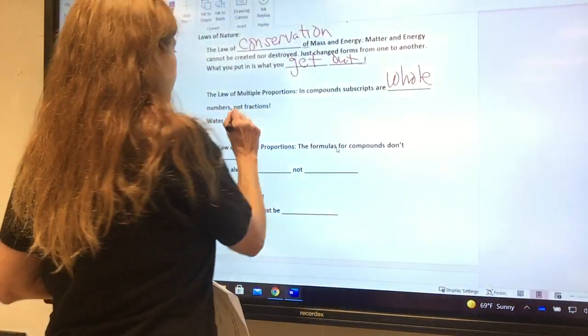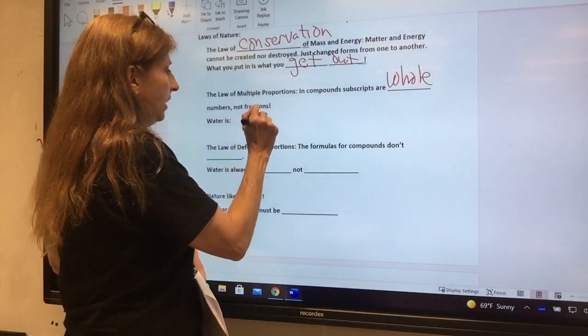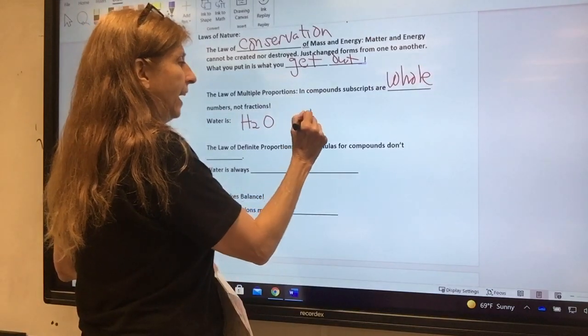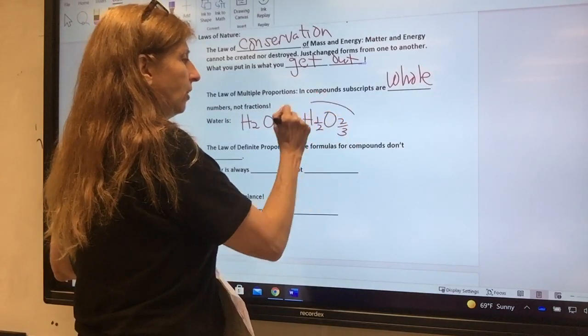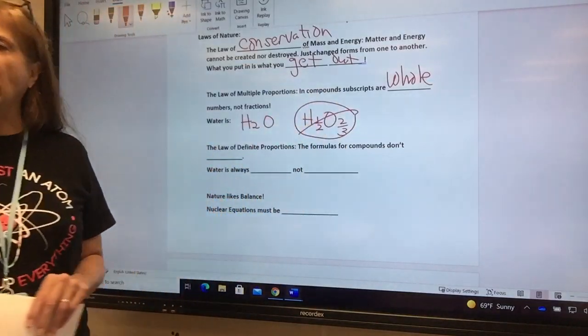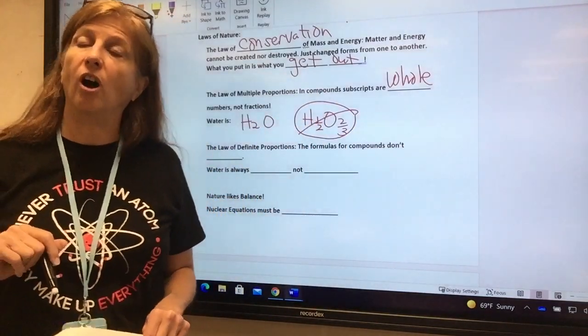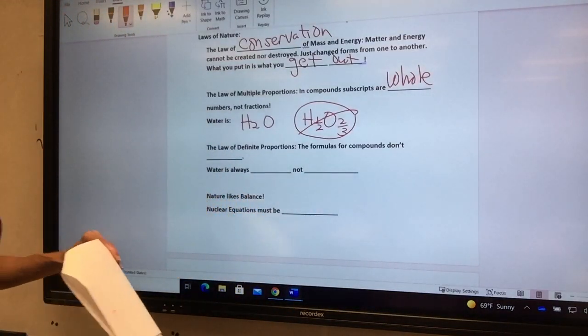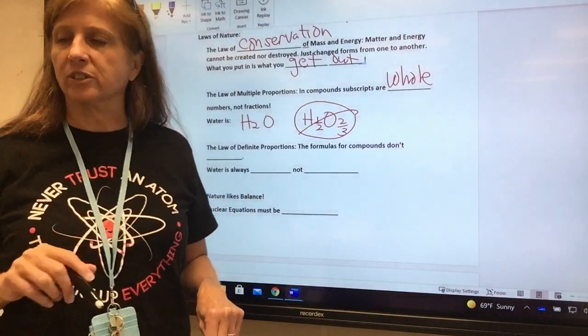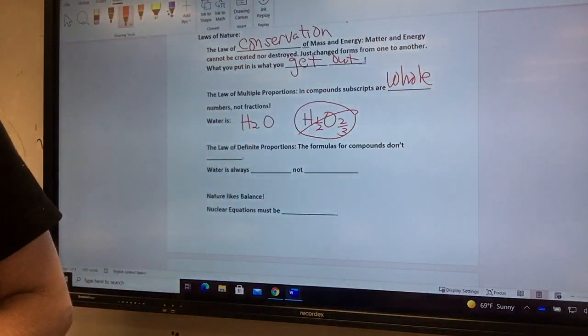So water is H2O. It's never like H 1/2 O 2/3. No. No fractions for those subscripts. They're always whole numbers. That's the law of multiple proportions. Another one is called the law of definite proportions. Do you see the problem with this already?